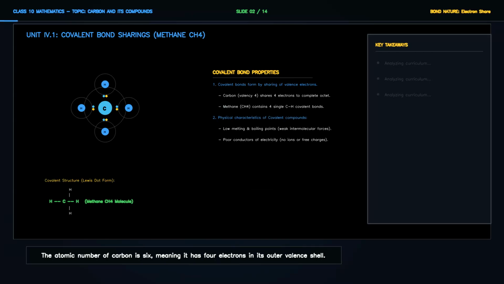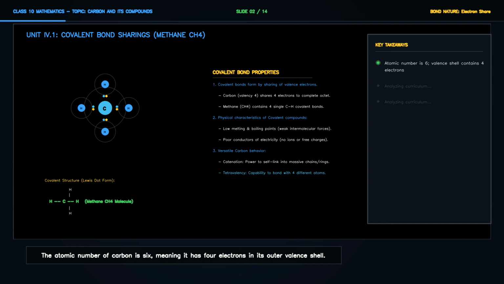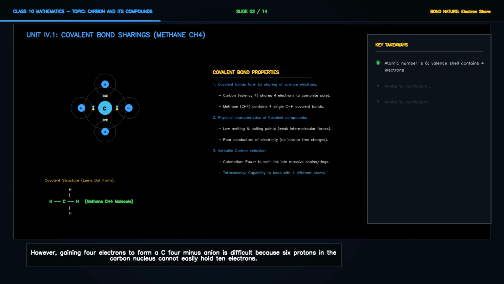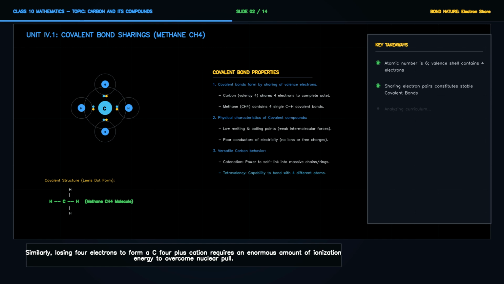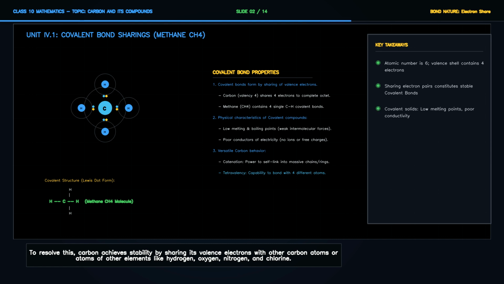The atomic number of carbon is 6, meaning it has 4 electrons in its outer valence shell. To achieve a stable octet, carbon must either gain or lose 4 electrons. However, gaining 4 electrons to form a C4- anion is difficult because 6 protons in the carbon nucleus cannot easily hold 10 electrons. Similarly, losing 4 electrons to form a C4+ cation requires an enormous amount of ionization energy to overcome nuclear pull. To resolve this, carbon achieves stability by sharing its valence electrons with other carbon atoms or atoms of other elements like hydrogen, oxygen, nitrogen, and chlorine.